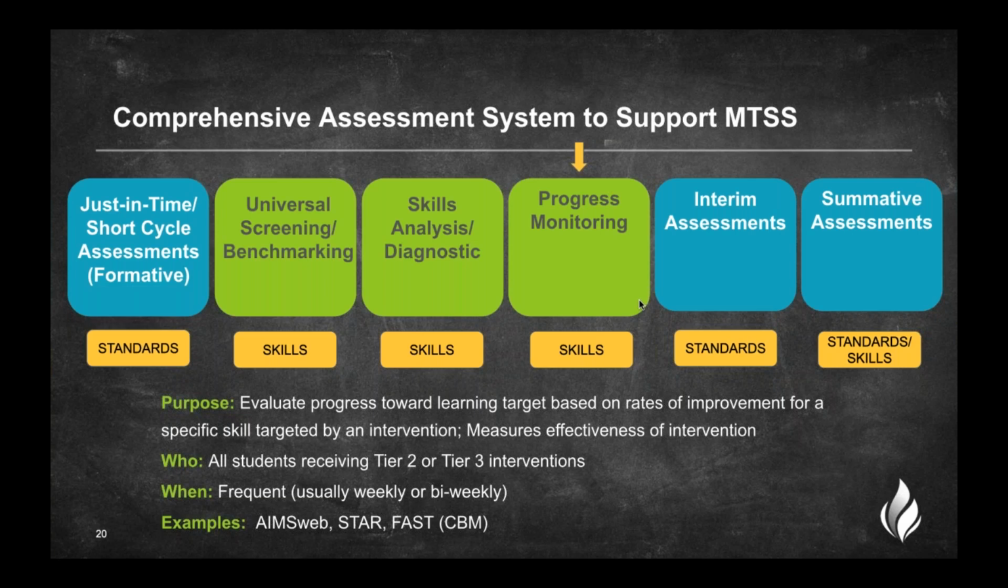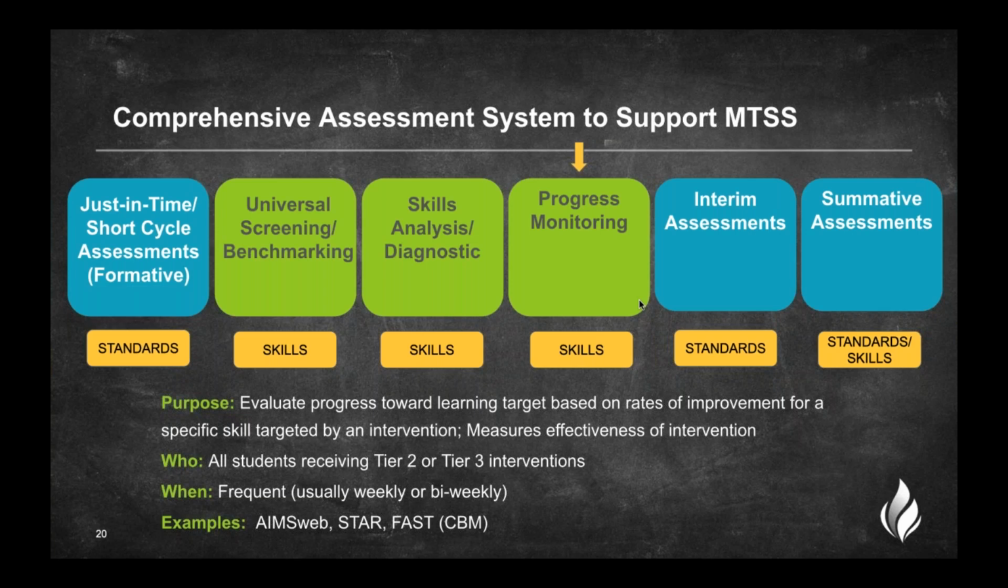We get really crazy definitions of progress monitoring, but it's a pretty simple idea. Progress monitoring is there to determine whether the intervention we're providing students has been effective or not. So it's those really frequent weekly, or in some cases bi-weekly, assessments of students to see if the intervention they're in is effectively filling the skill gap those students have been identified as having.